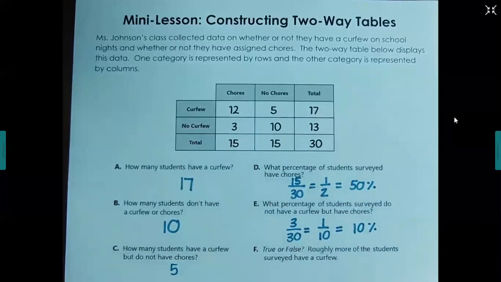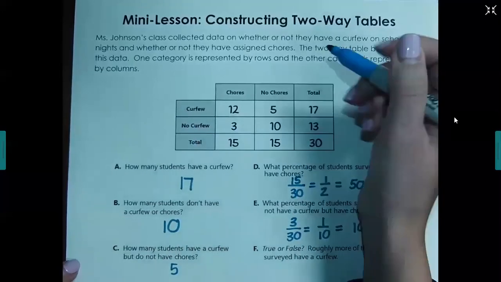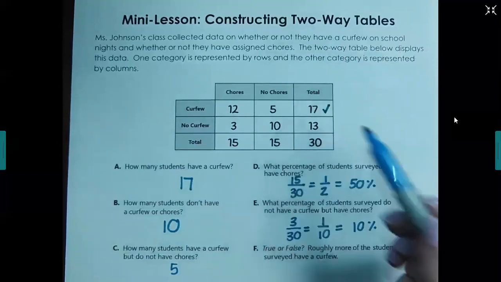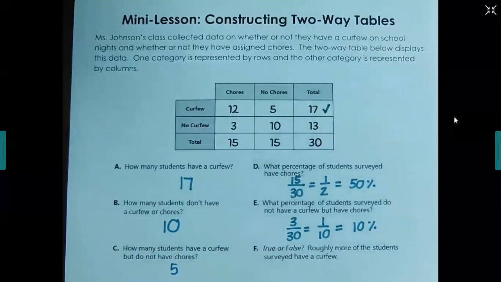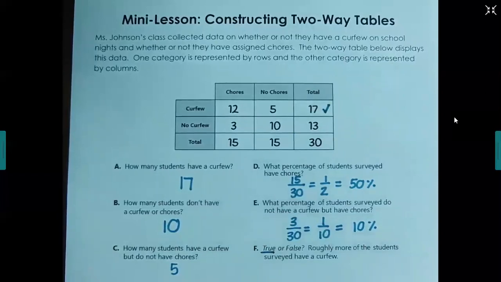And part F says roughly true or false, roughly more of the students surveyed have a curfew. Well, if we look at this and do a comparison, so we have curfew or no curfew, I see that we have 17 students with a curfew and we have 13 without. So just a little bit more have it than do not have it. So we would say true in this scenario.